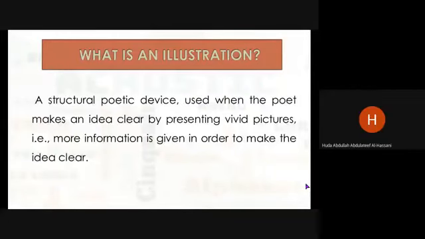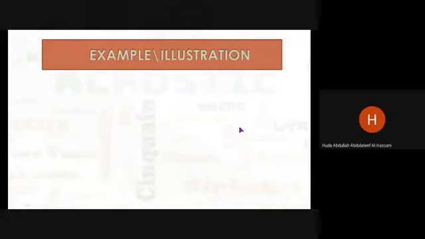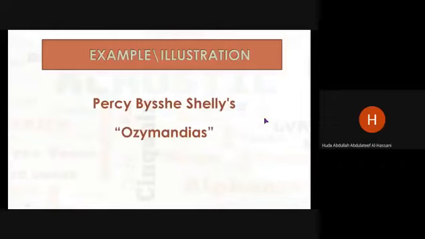So this means that the poet will give you an idea and he will make his idea clear by presenting vivid pictures and by giving you more information. An example for illustration is Percy Bysshe Shelley's poem Ozymandias, that will be studied and analyzed in the next lecture.